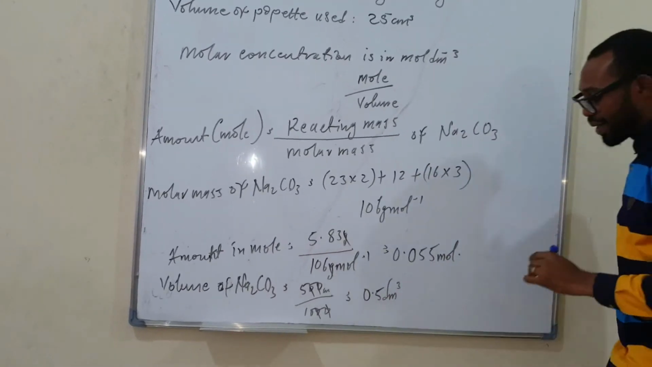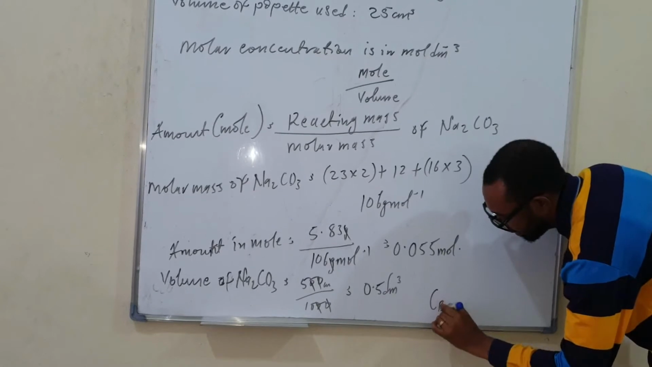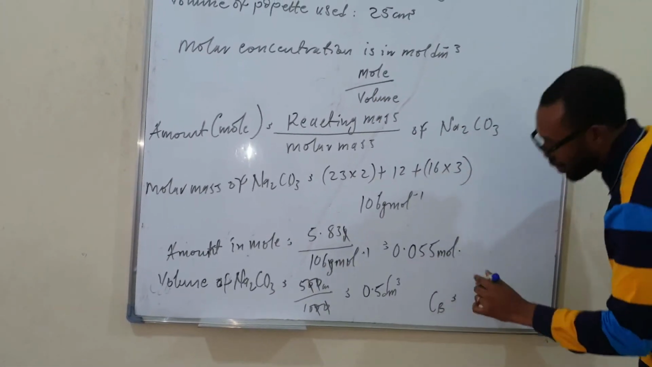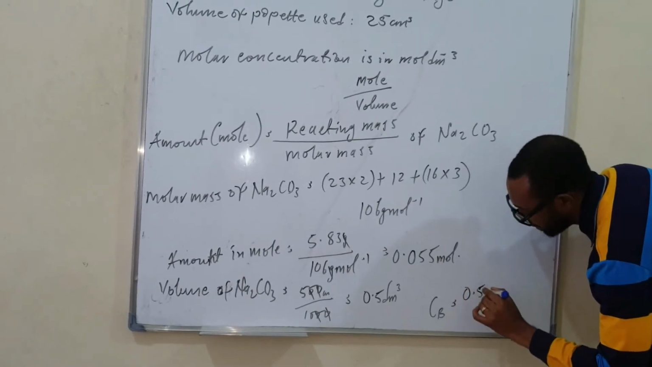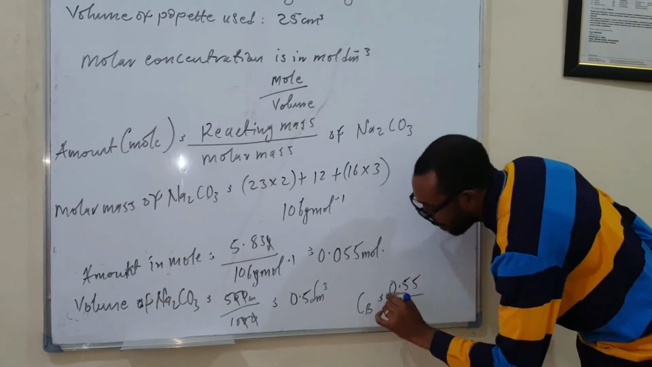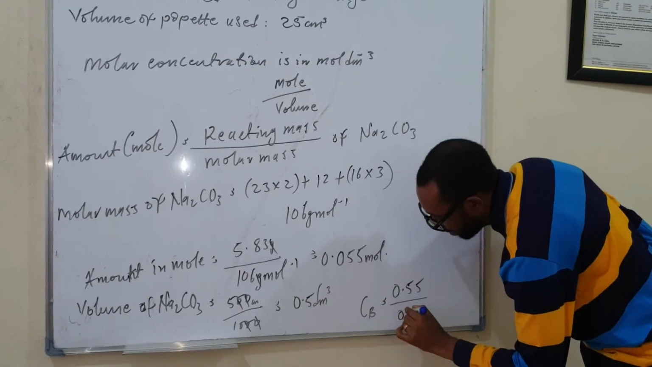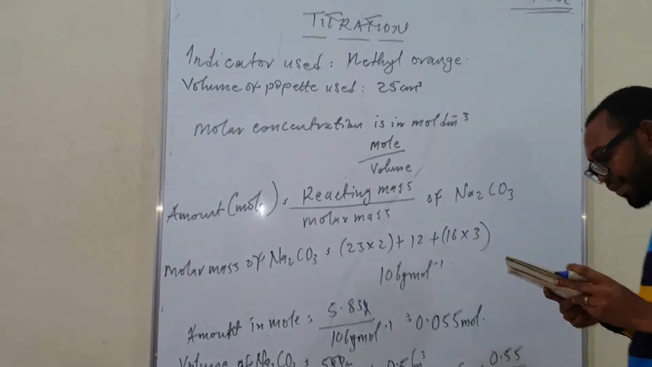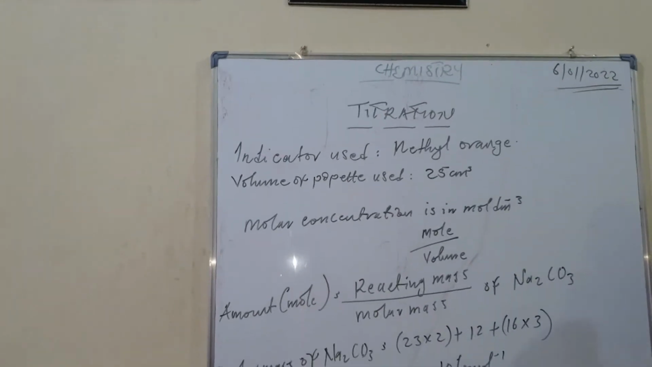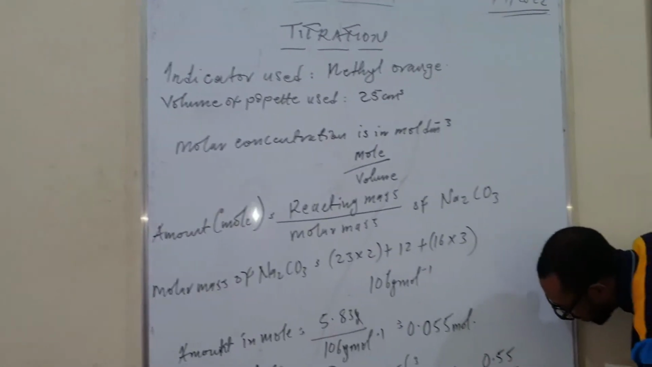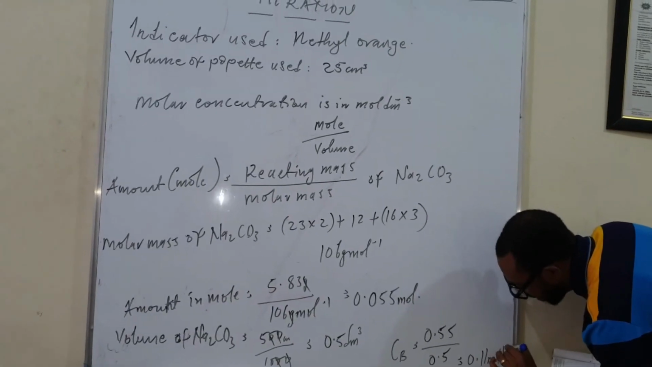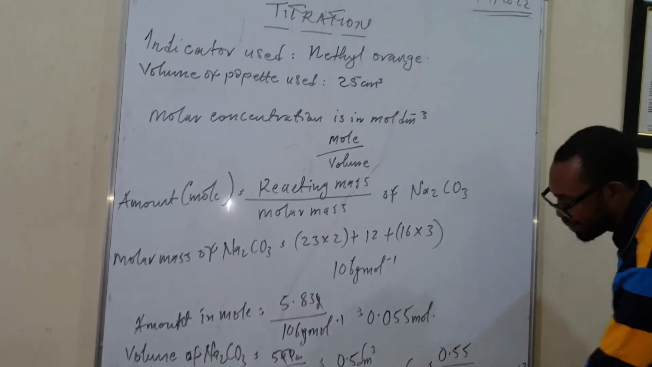So ordinarily, our CB will now be, since it's mole over volume, and we have the mole to be 0.055 over the volume to be 0.5. Now from there, if you divide that, you have 0.11 mole per dm³. Now this is CB.